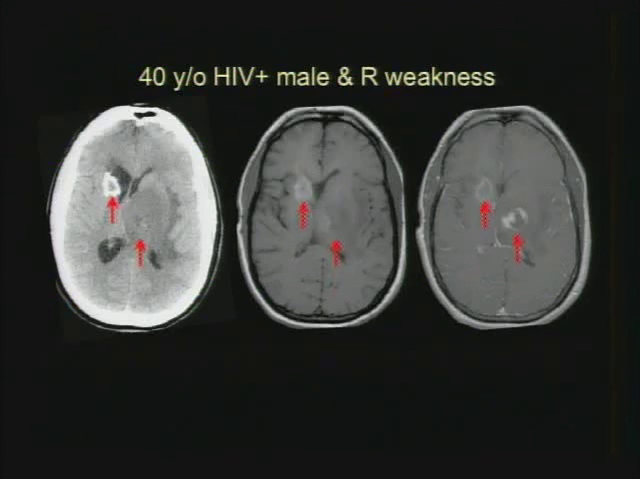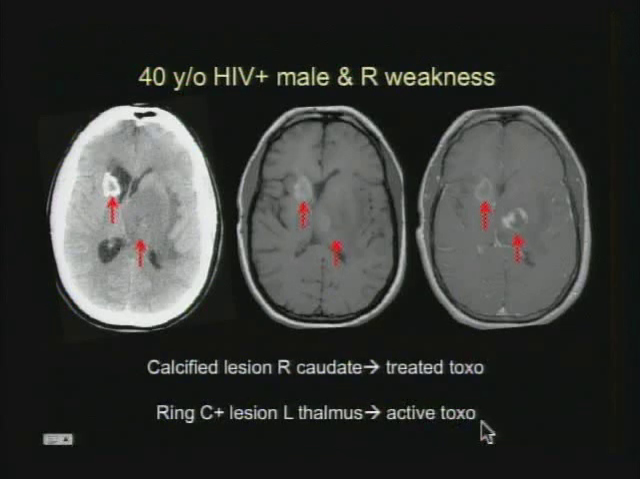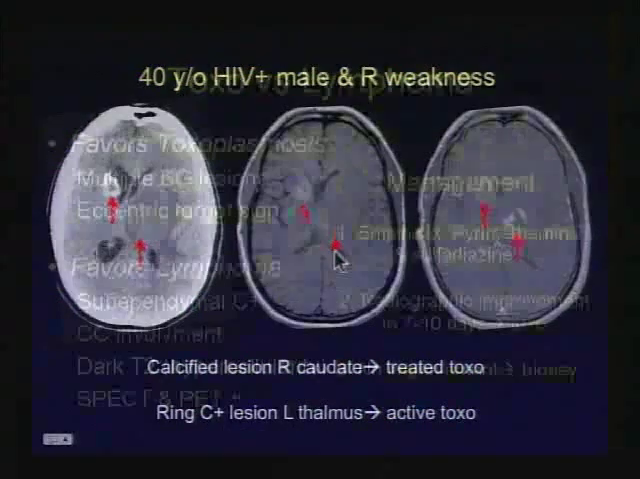So now you have a ring enhancing lesion in the basal ganglia in an HIV patient, and you should be thinking of two things: toxoplasmosis or lymphoma. And this is a case of toxoplasmosis. So the calcified lesion in the right caudate is a fairly classic example of treated toxoplasmosis, and then the ring-enhancing lesion is the active toxoplasmosis.